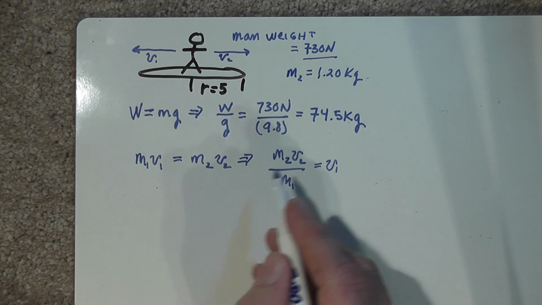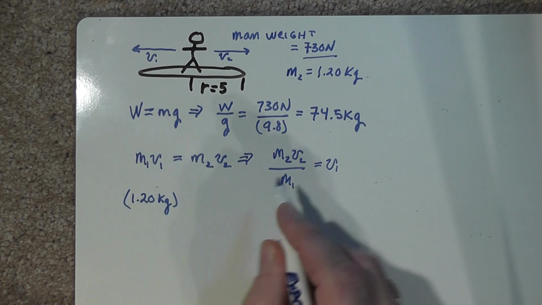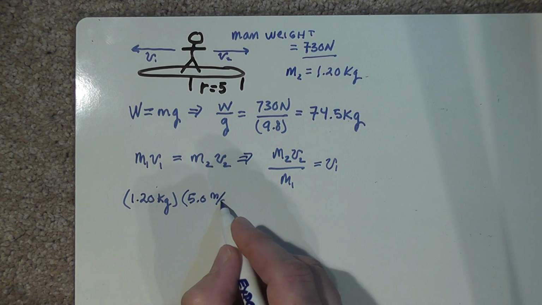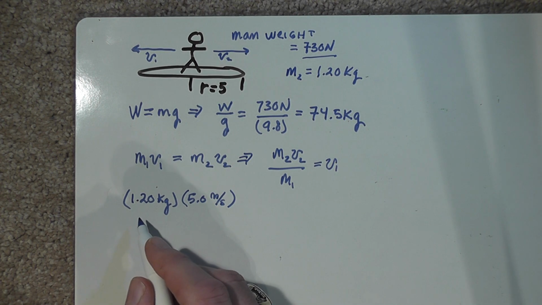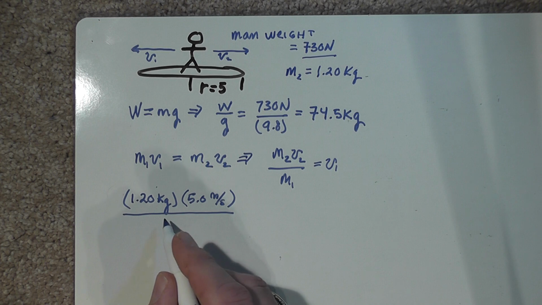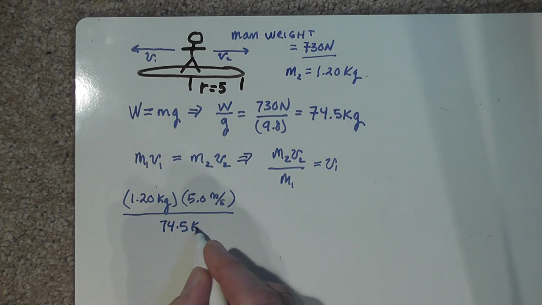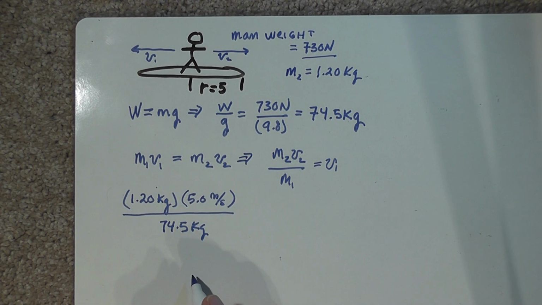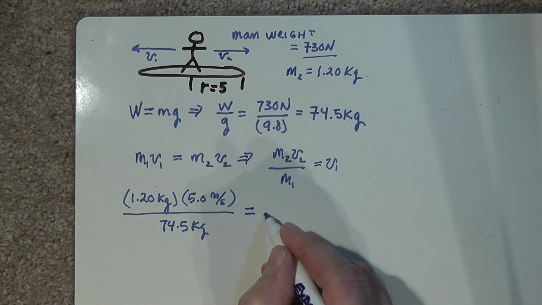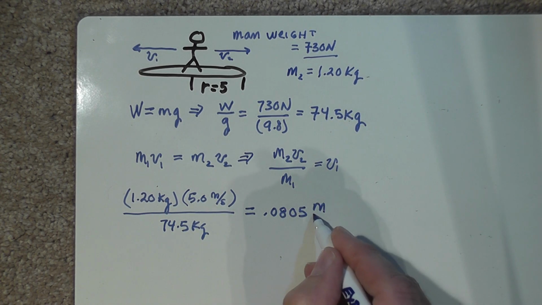Mass 2 of the book is 1.20 kilograms. The velocity he throws the book is 5.0 meters per second, and this is all divided by the mass of the man. m1 is the mass of the man, and that is 74.5 kilograms. So this is solving for v1, so let's solve it. It comes out to 0.0805 meters per second.